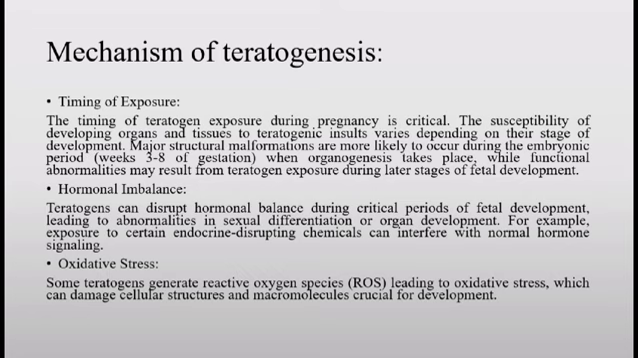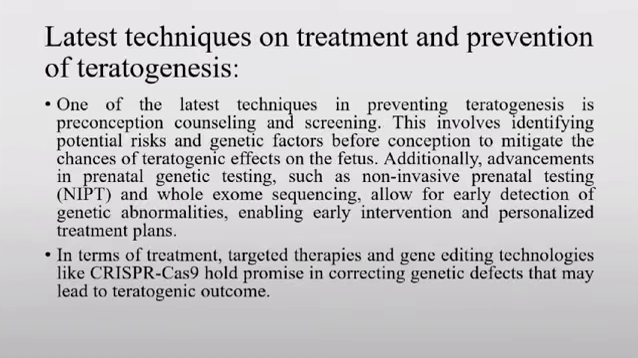Hormonal imbalance. Teratogens can disrupt hormonal balance during critical periods of fetal development, leading to abnormalities in sexual differentiation or organ development. For example, exposure to certain endocrine disrupting chemicals can interfere with normal hormone signaling. Oxidative stress. Some teratogens generate reactive oxygen species leading to oxidative stress, which can damage cellular structure and macromolecules crucial for development.